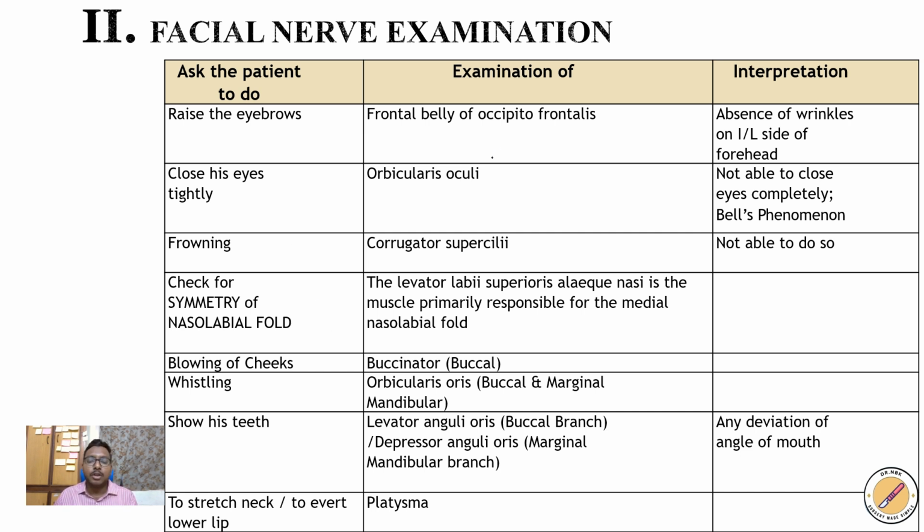So I told you the temporal branch is related to your occipitofrontalis muscle and also orbicularis oculi. Sorry, the zygomatic branch will supply the orbicularis oculi. So here you will ask the patient clinically to raise the eyebrows. This will make the frontal belly of occipitofrontalis contract, and you can see whenever someone is raising the eyebrows, you can see small wrinkles here.